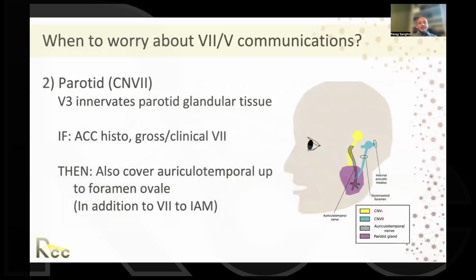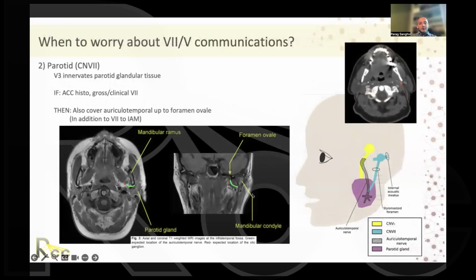There are communications that you have to worry about. There's a very special communication between the facial nerve and V3. This is the connection to the auriculotemporal nerve. Particularly in an adenoid cystic patient where I'm treating the parotid gland and cranial nerve 7, you have to make sure that you cover the auriculotemporal nerve to foramen ovale. And we'll show you that in just a minute.